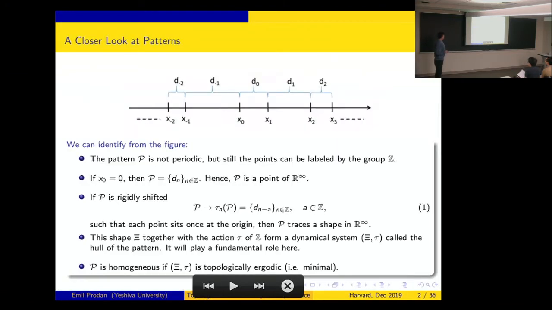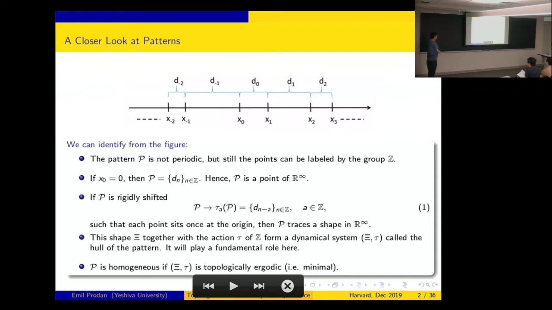So I'll start first with a closer look at patterns. And here is the simplest case, the one-dimensional case. And the pattern is just this sequence of sticks. And as you can see, it is not periodic, but because these points can sit on the real axis, we can order them, so we can put a label on each one, and the label is from the group Z. So later I will form a lattice, but keep in mind that this Z is only there to supply labels and not to enforce any periodicity whatsoever.